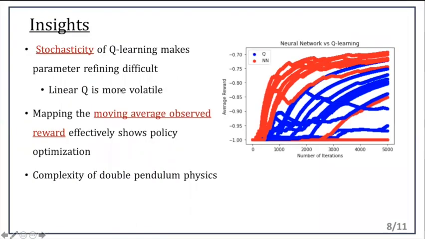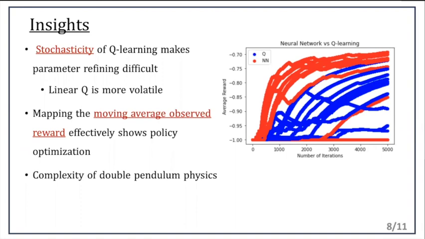So some insights I had toward this problem. Q-learning is very stochastic, and the stochasticity of it makes it very difficult to refine those parameters. Those parameters change the behavior a lot, and you really have to take a lot of samples of data to figure out how that's going to change on average, and not just in the specific case that you were looking at. The linear Q was much more volatile to these changes than the neural network.